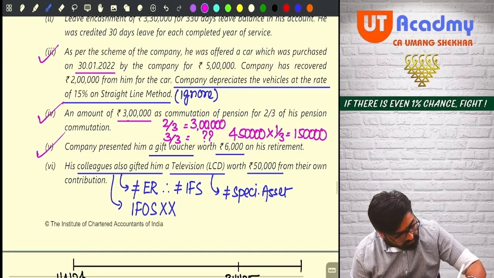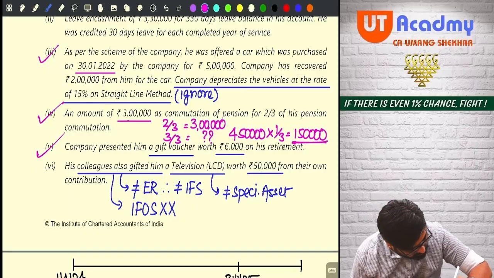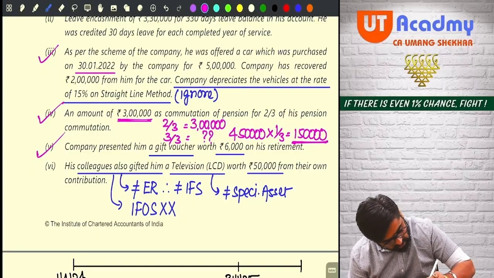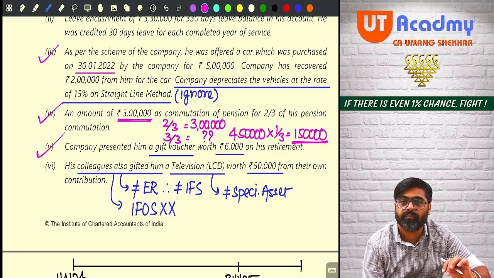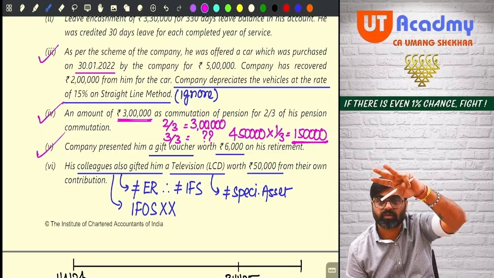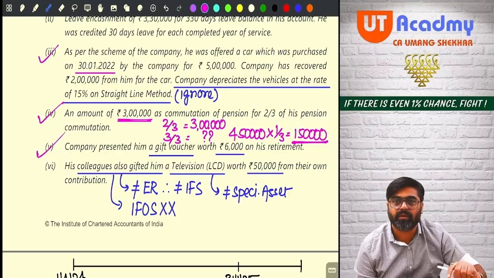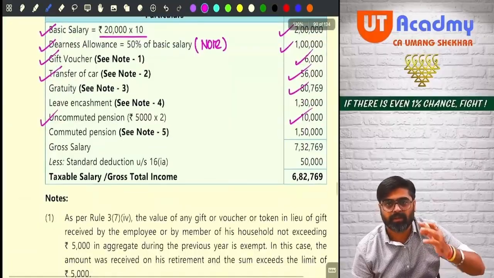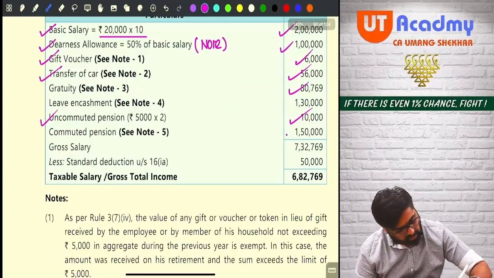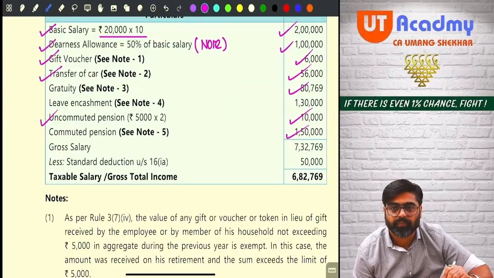Now tell me one thing. 1,50,000 is the maximum limit, or the 3 lakh which you are actually receiving, whichever is lower. 1,50,000 will be exempted. So out of the 3 lakh which you are receiving, 1,50,000 is exempt. So how much will be taxable? Commuted pension taxable will be 1,50,000. Please check. See, 1,50,000 commuted pension taxable.